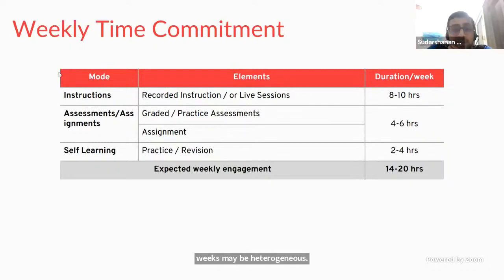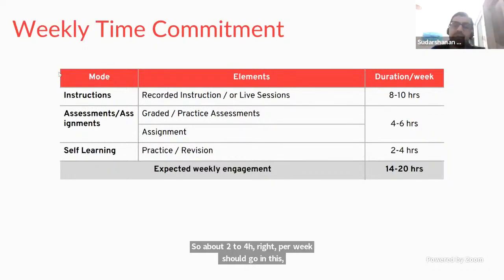And then on top of that, you're going to of course have assessments. You're going to have practice quizzes, graded assessments, and assignment submissions. So for that, typically what we would recommend is about 4 to 6 hours for those components per week. And finally, self-learning, and this could definitely vary, but self-learning essentially means trying to debug things, trying to practice different things, or revising the content. All of this comes under self-learning. So about 2 to 4 hours per week should go into this, as long as we focus on the topics at hand.